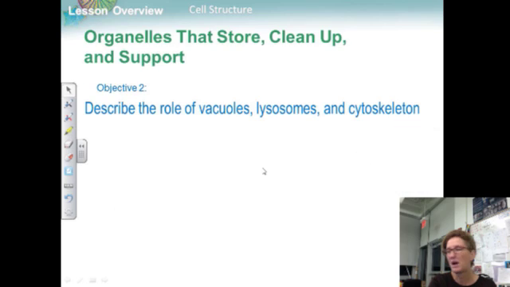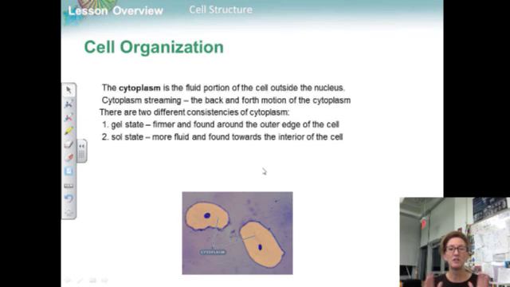All right, and moving on. Objective 2 is to describe the role of vacuoles, lysosomes, and the cytoskeleton. So a eukaryotic cell can be divided into two major parts. First, you have the nucleus, and then the rest of it, which is called the cytoplasm. And within the cytoplasm, there are numerous organelles, which we're going to learn about. But let me tell you a little bit about the cytoplasm first.